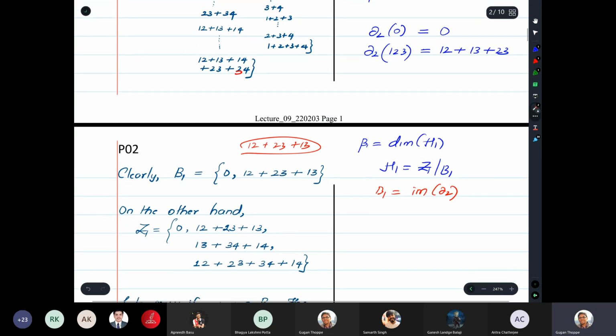So now let's look at what Z1 is. So Z1, recall, is the kernel of ∂1. So this is what we have to do.